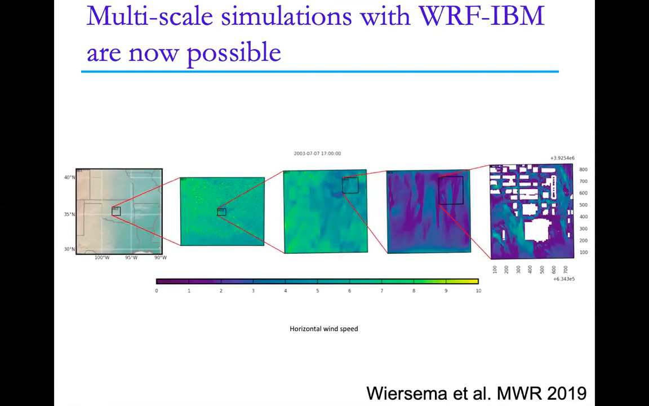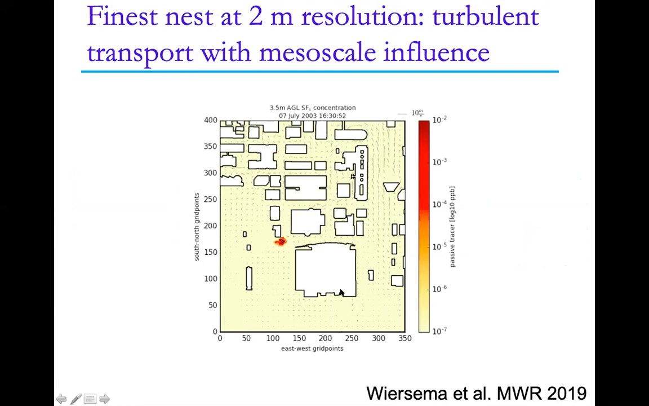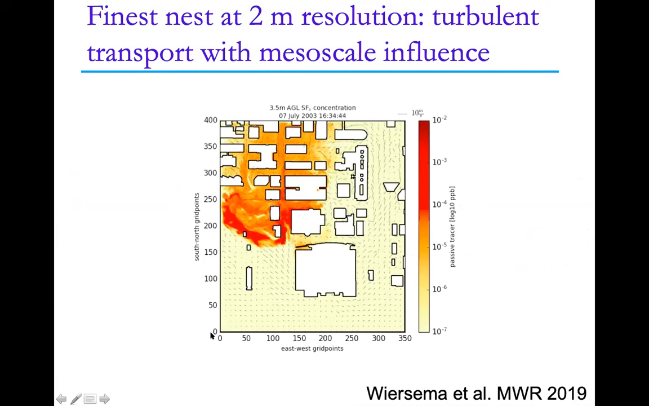But we're now able to look at simulations of, say, a scalar release in a downtown area that is very highly resolved locally at 2-meter resolution, but is also influenced by the mesoscale forcing and the mesoscale variability and meandering in the flow that is coming in from the lateral boundaries, just in a standard nested setup that you would have in WRF, but able to resolve topography at much, much finer scales.